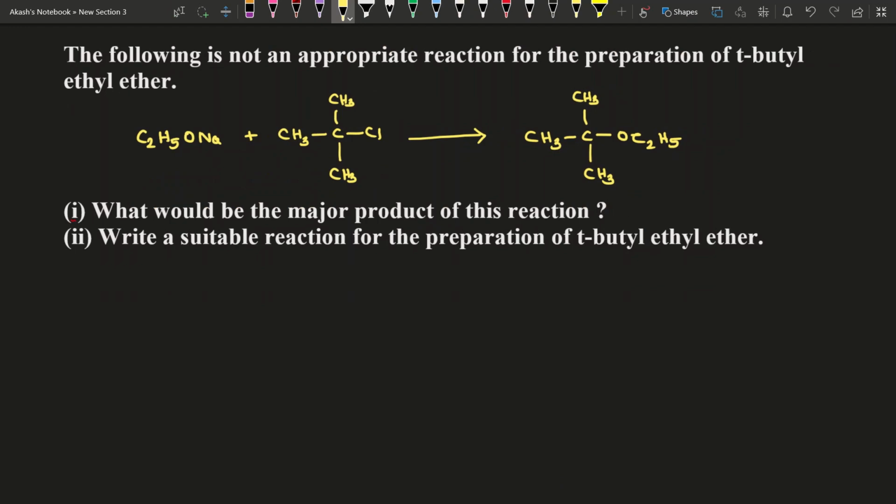Hi, welcome to Madcom. In this particular video, we will be discussing another important question from NCERT Chemistry Class Plus 2, Alcohol, Phenol and Ether. So in this particular question, the question is, the following is not an appropriate reaction for the preparation of tertiary butyl ethyl ether. What would be the major product of this reaction? Write a suitable reaction for the preparation of tertiary butyl ethyl ether.